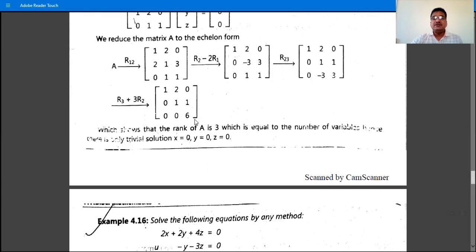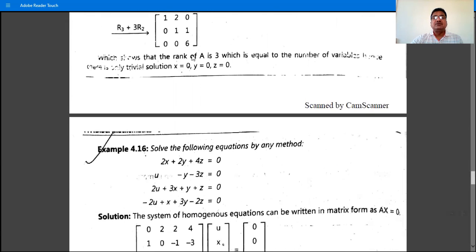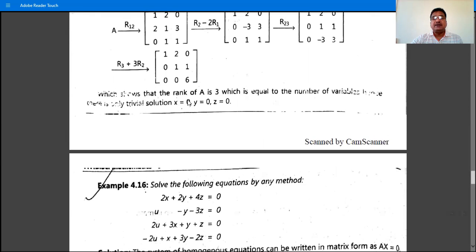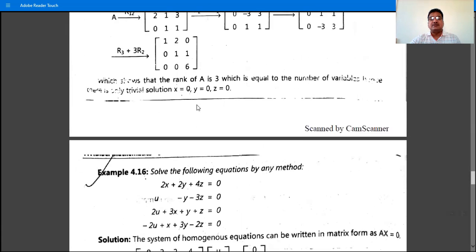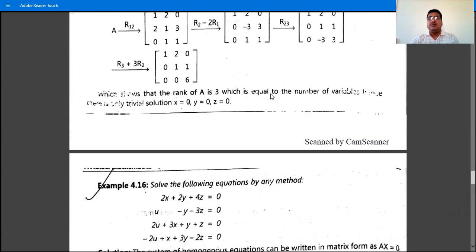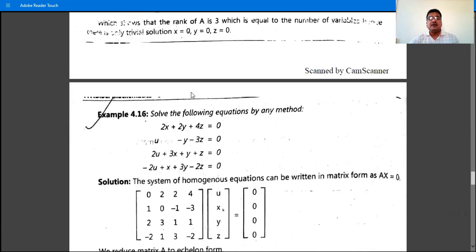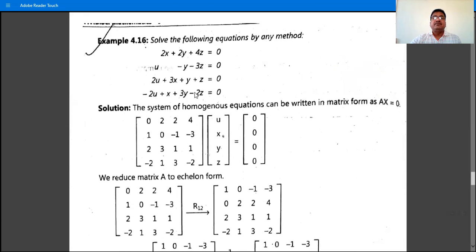So the last equation, 3z is equal to 0, gives z is equal to 0, and then y is equal to 0. By back substitution, x is equal to 0 is the solution of this system. So the homogeneous system is always consistent. So no need to write the rank of A and rank of AB. Both are always the same. So, next example.